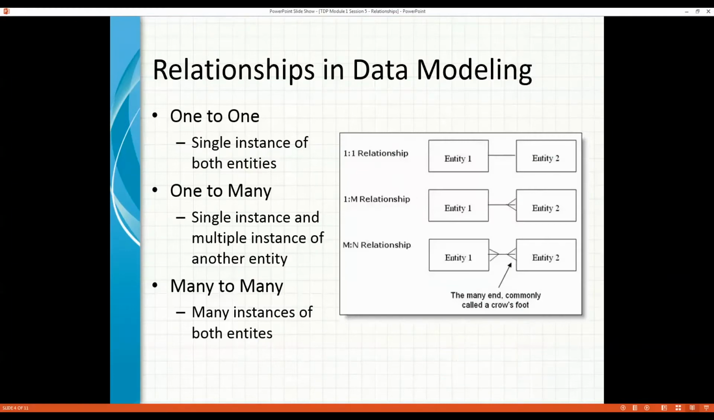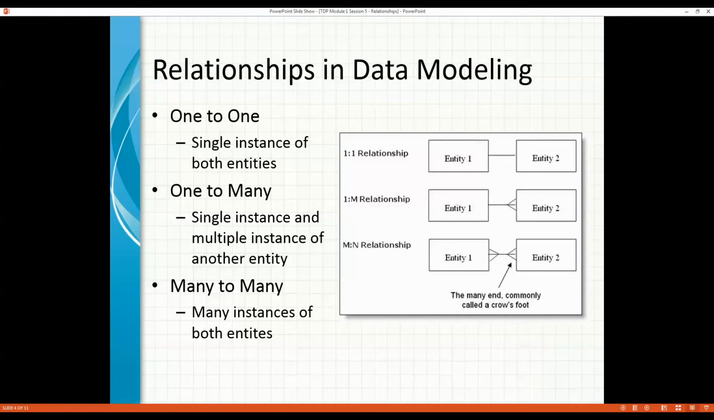Now, what are relationships? Relationships in data modeling are the connection from one entity to another, or an entity to itself. This is usually displayed in several different methods. The different relationships we can have are one-to-one, one-to-many, and many-to-many.